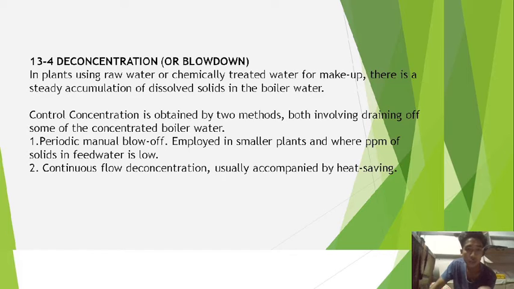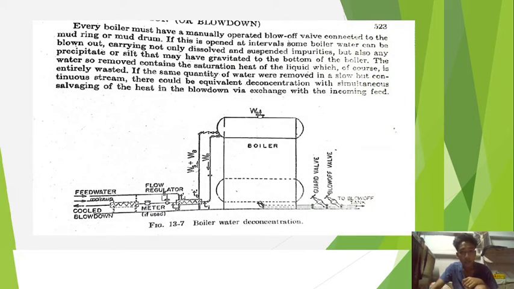Next, deconcentration or blowdown. In plants using raw water or chemically treated water for makeup, there is a steady accumulation of dissolved solids in the boiler water. So controlled concentration is obtained by two methods, both involving draining of some of the concentrated boiler water. First, periodic manual blow-off, employed in smaller plants and where ppm of solids in feed water is low. Second, continuous flow deconcentration, usually accompanied by heat saving. So here is the table of blowdown boiler water deconcentration.